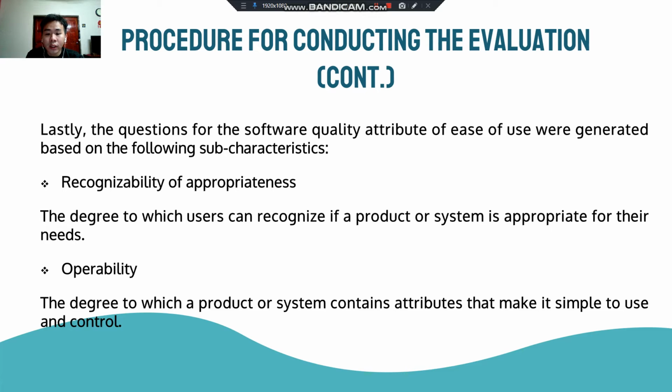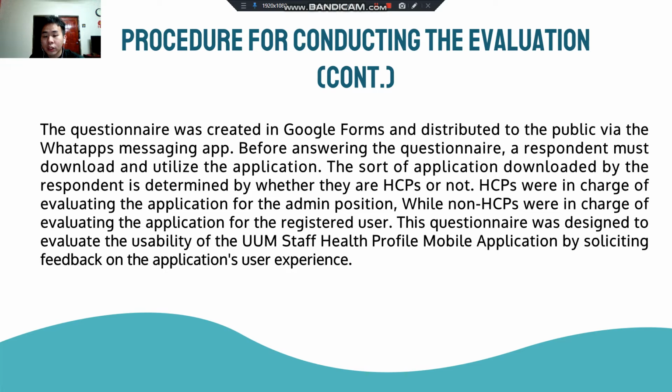Lastly, the questions for the software quality attribute of ease of use were generated based on the following sub-characteristics. The first sub-characteristic is recognizability of appropriateness, which is the degree to which users can recognize if a product or system is appropriate for their needs. And next, operability, which is the degree to which a product or system contains attributes that make it simple to use and control.